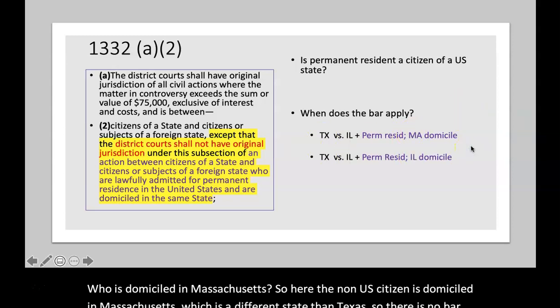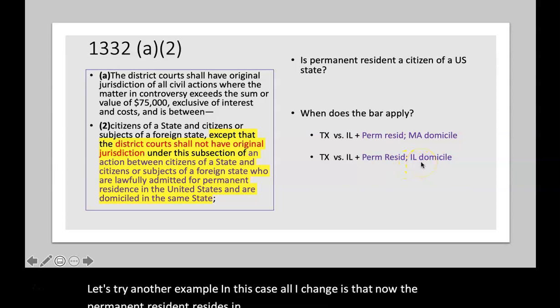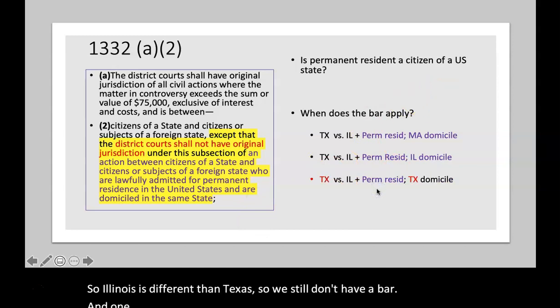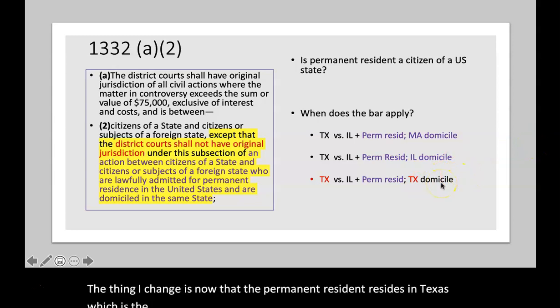Let's try another example. In this case, all I change is that now the permanent resident resides in Illinois. Illinois is different than Texas, so we still don't have a bar. Now, one more situation. Now the thing I change is that the permanent resident resides in Texas, which is the same domicile as the party on the opposite side.